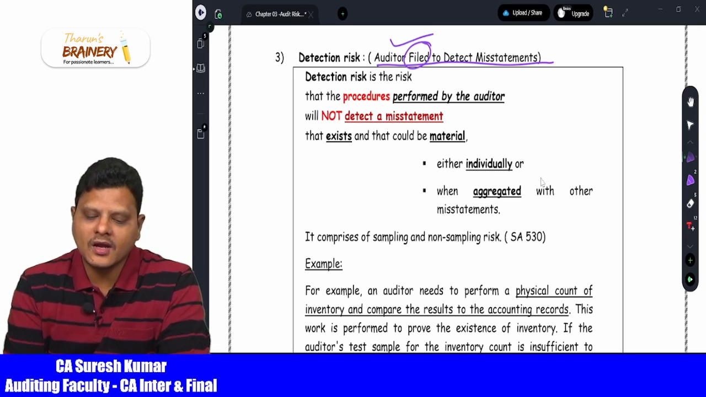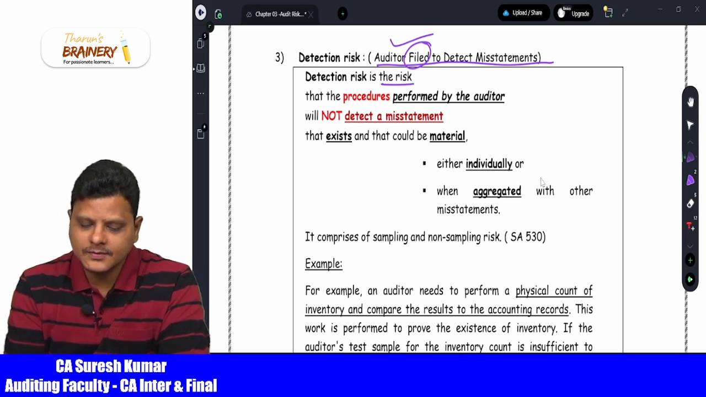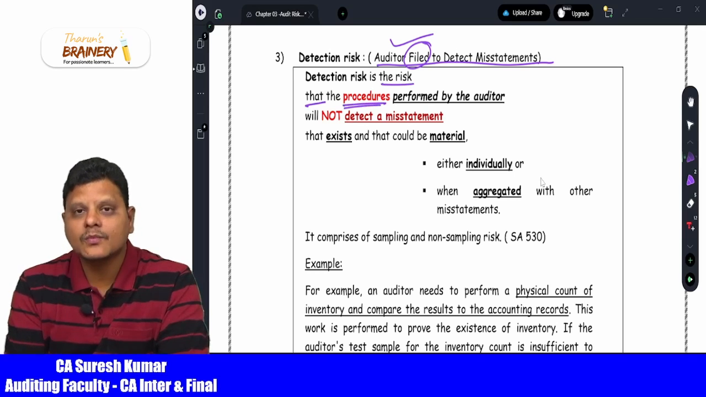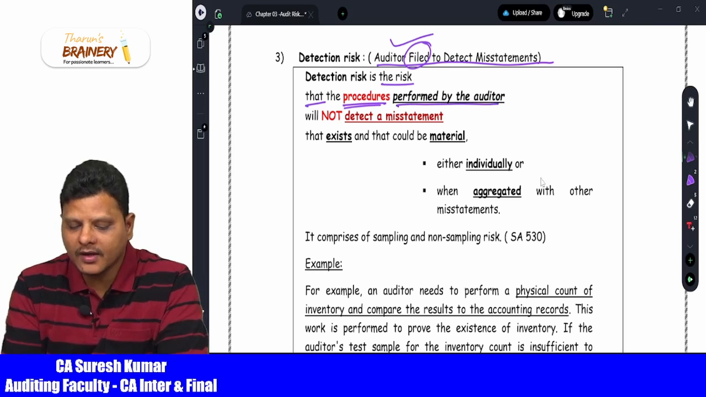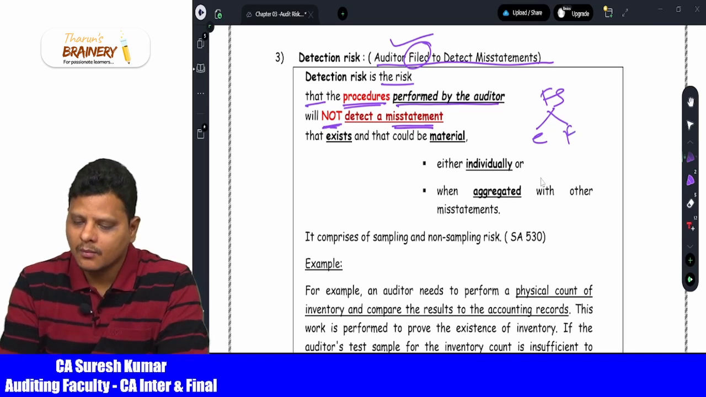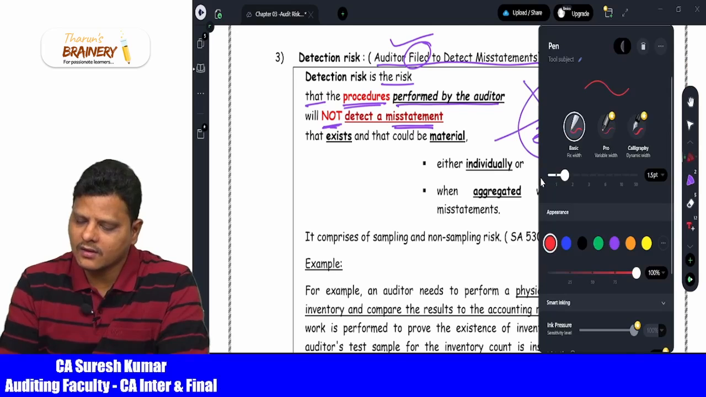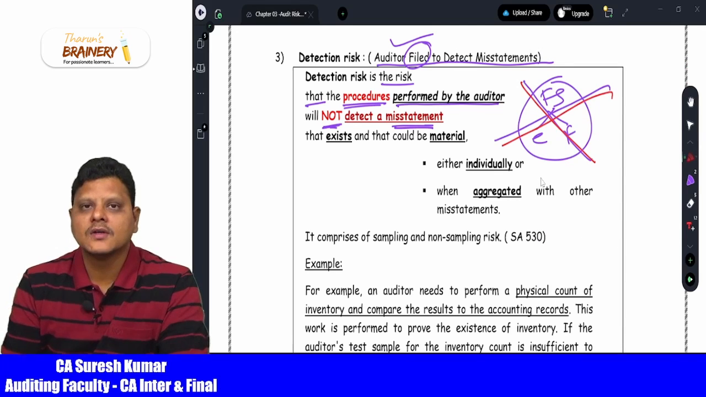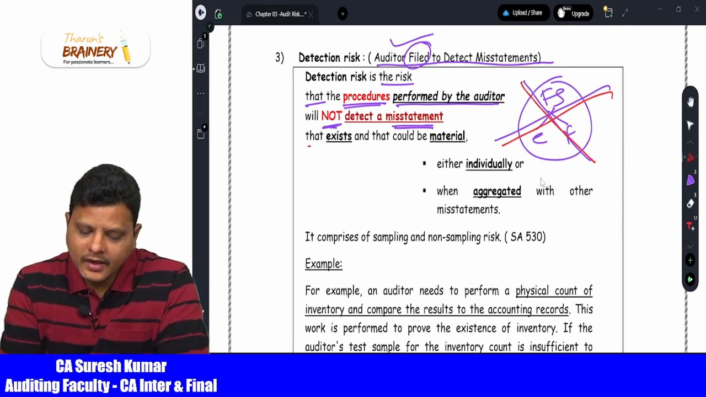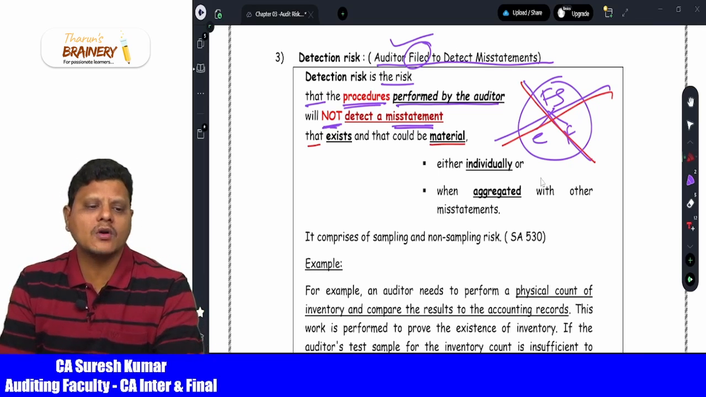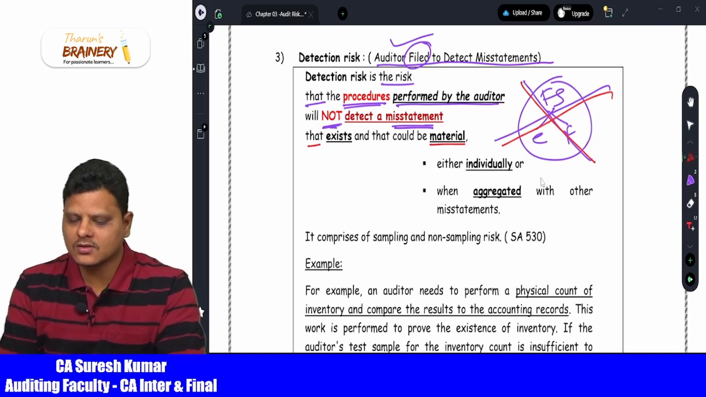Now, let us understand the meaning of detection risk. Detection risk is the risk that the procedures, what procedures? Audit procedures performed by the auditor will not detect the misstatement. Financial statements are having errors and frauds, but the auditor failed to identify these errors and frauds. Now, that exists, and that could be material. What is material? A significant amount which can influence the users is called material.